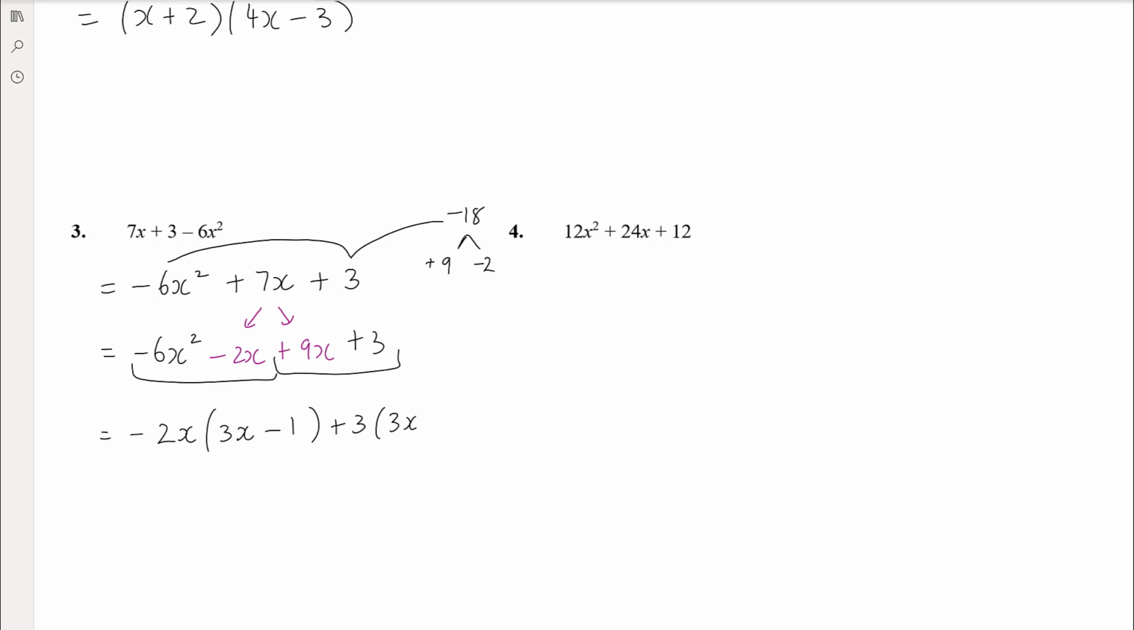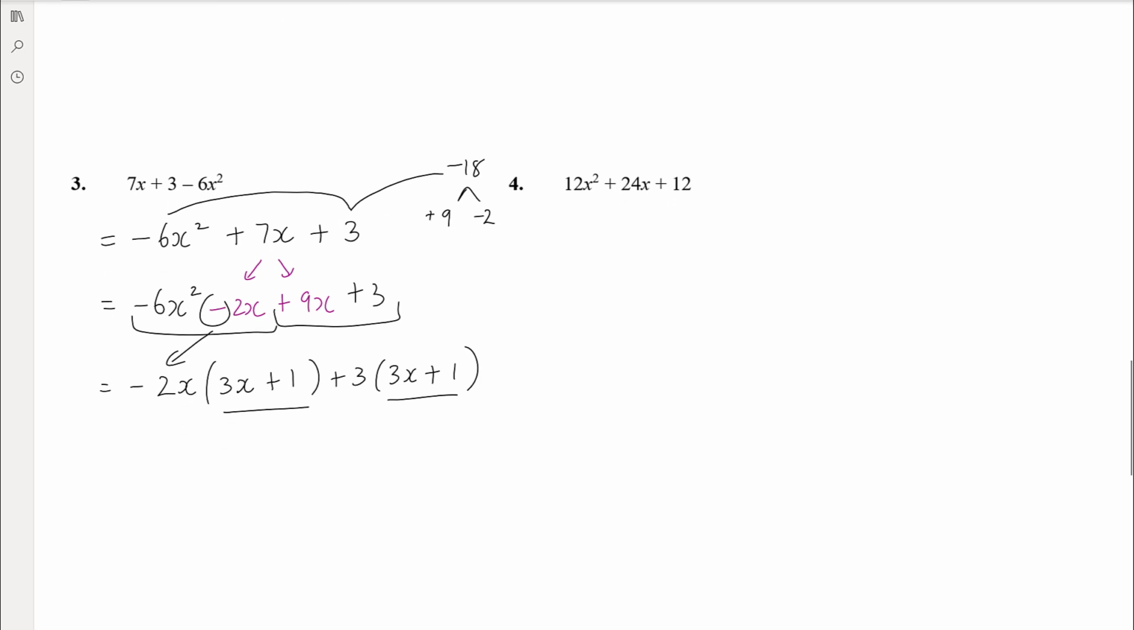Oh no, sorry, it's not take away 1 in the first bracket because we took out that negative, so it's 3x plus 1. So again, that was a moment where I realised my two brackets weren't going to be the same, and therefore I made a mistake somewhere. And it was simply just in this first bracket. With this negative here, we've factored it out. Okay, so now the bracket's the same. 3x plus 1 is the common factor, and we're left with negative 2x plus 3.